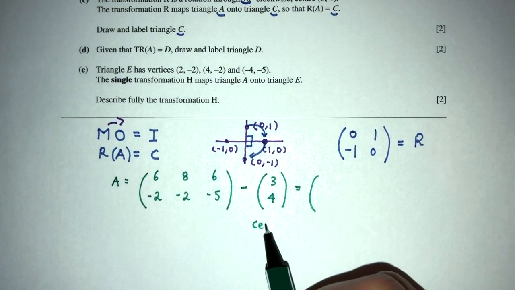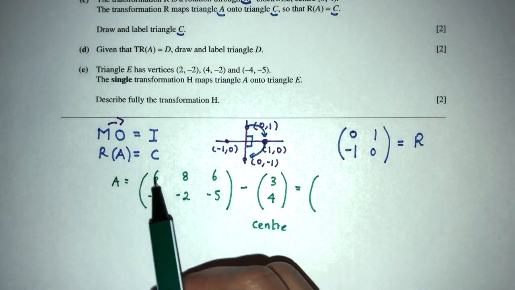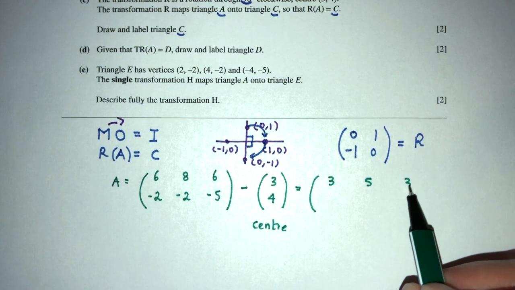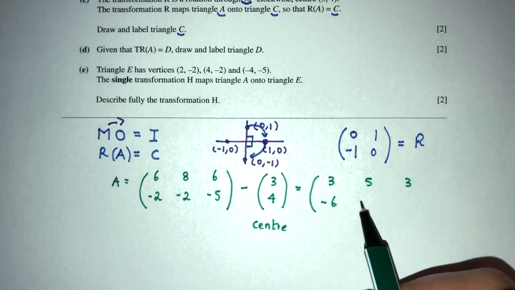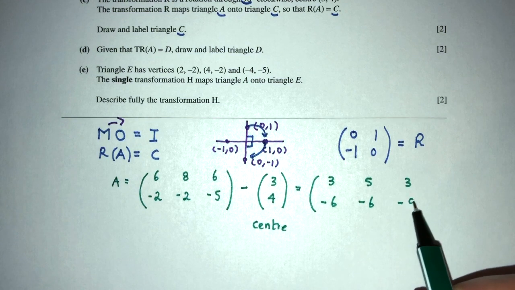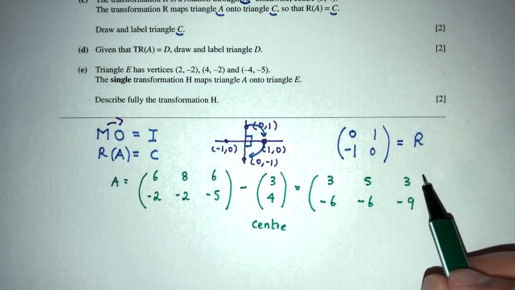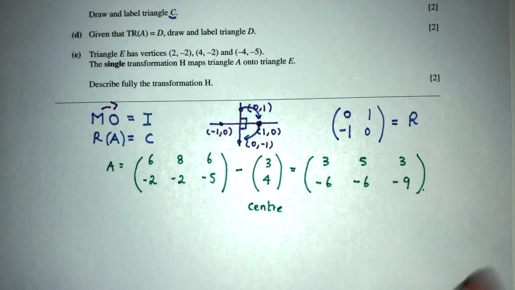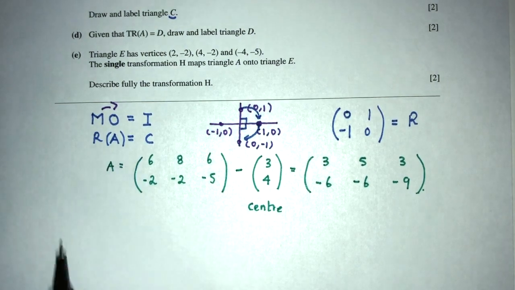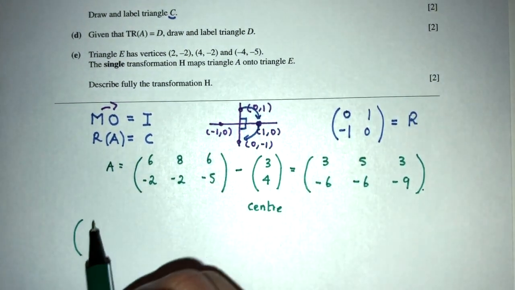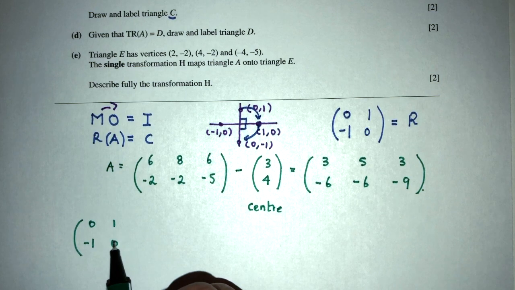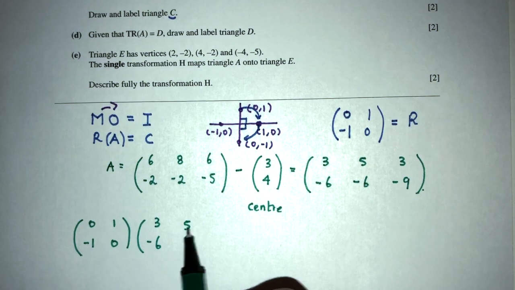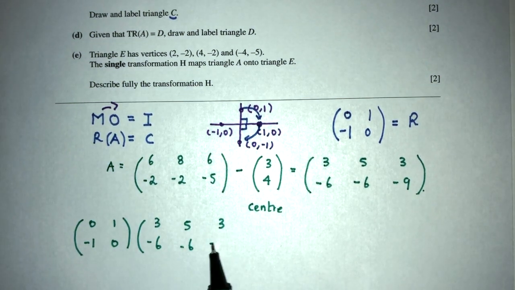So minus the center, which is not O. That will be 6 minus 3 will be 3. That will be 5 and 3. Minus 6, that will be minus 6 and minus 9. Okay, so that will be my new points of A minus my center. Now, we have to apply this thing, which is rotation R, which is this one, to the new points of A, which is neglecting the center (3, 4), the new points. Let's see what do you get.